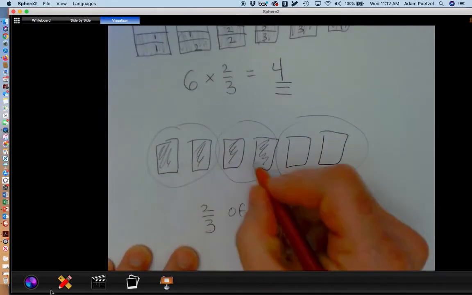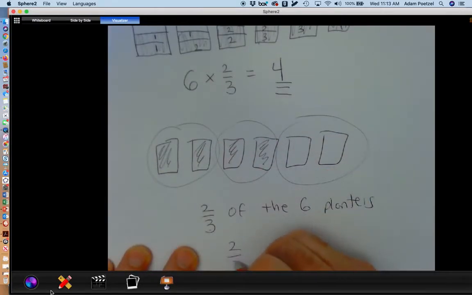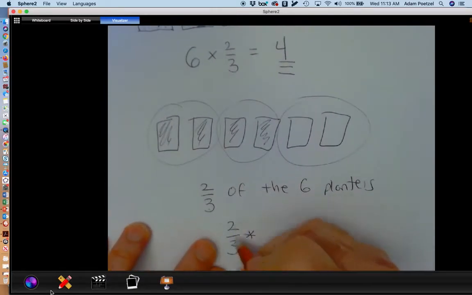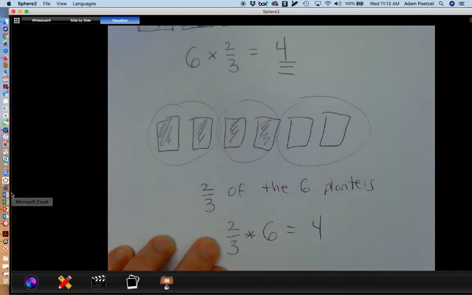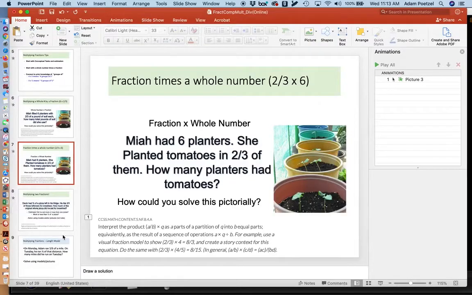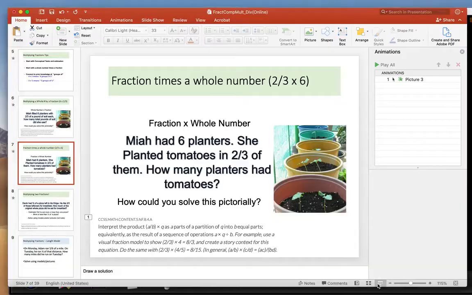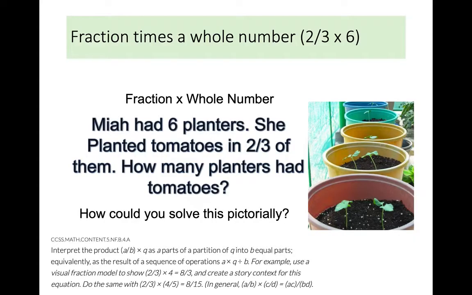And again, we still see the answer is 4, which it should be, since multiplication is commutative. But in this one, it would be 2/3 of 6 equals 4. And again, we could still say it's 2/3 groups of 6. The language gets a bit more awkward, but we're looking at 2/3 of 6, and we get the same answer either way. When we go back to the PowerPoint here, we can see that actually this is a 5th grade standard.